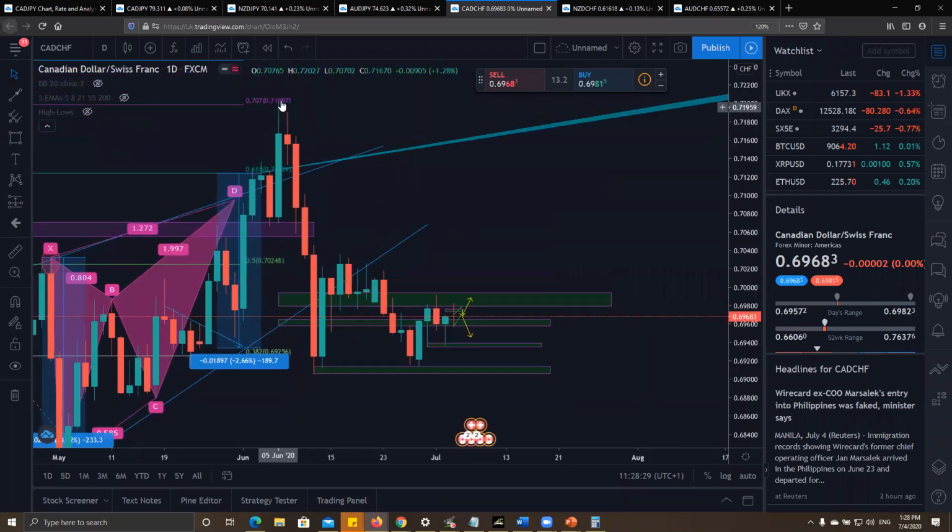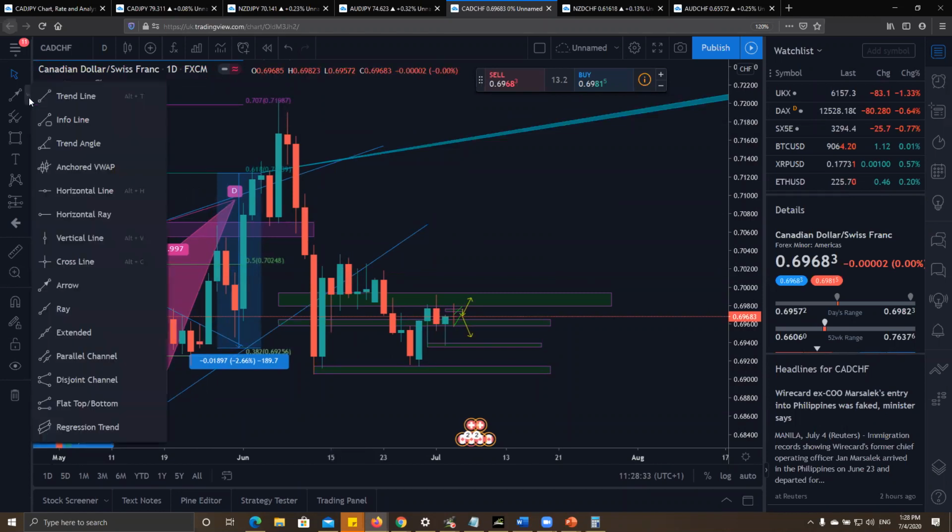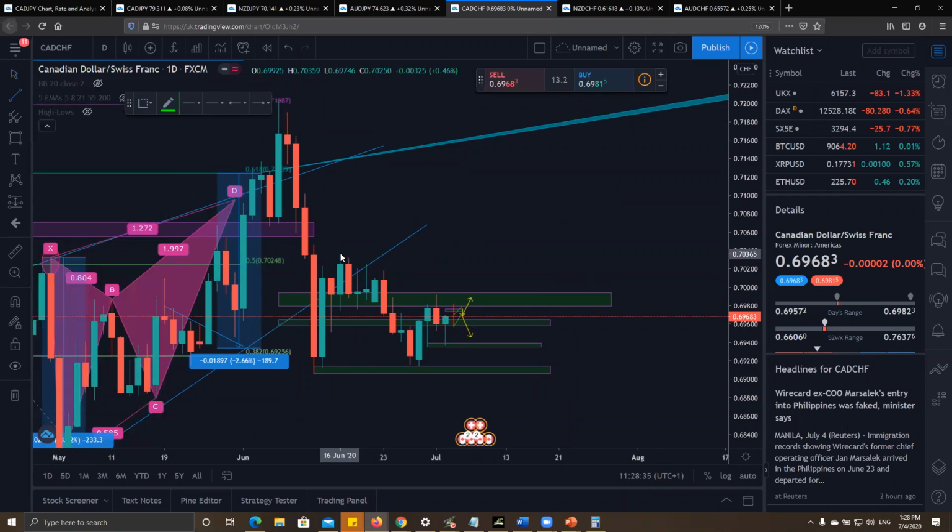So we know this high. The next high that we will be thinking about will be some kind of high that will come at the back of this trend line.